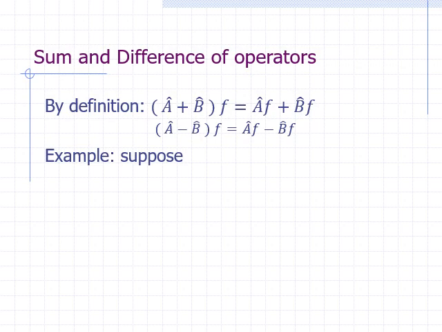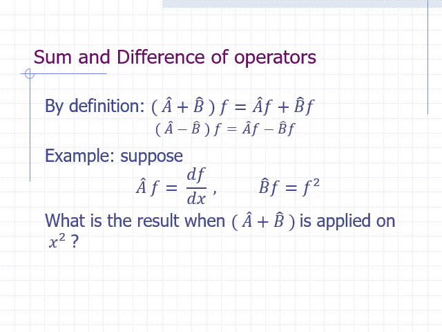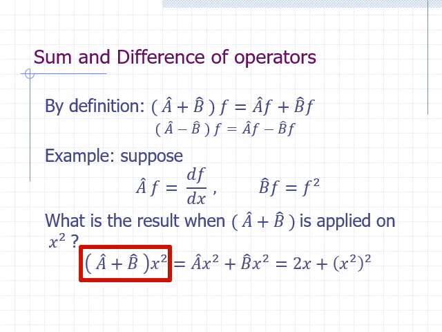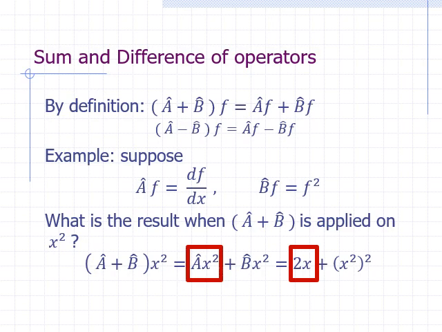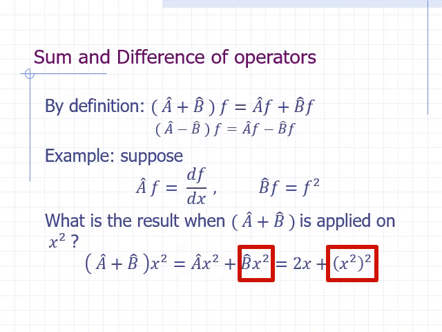Example. Suppose operator A takes the derivative of the function it operates on with respect to x, and operator B squares the function it operates on. What is the result if we apply the sum of operators A and B on x squared? Here's what we get. We apply A on x squared and get 2x. We apply B on x squared and get x squared squared. Then we add both results to get 2x plus x to the fourth.